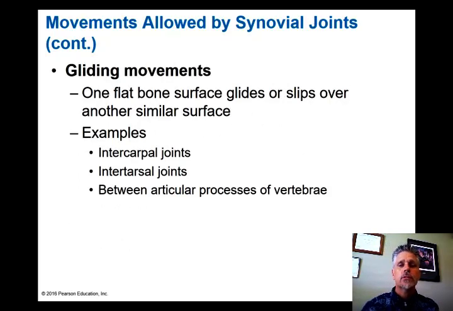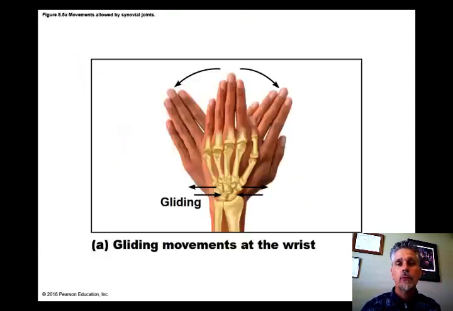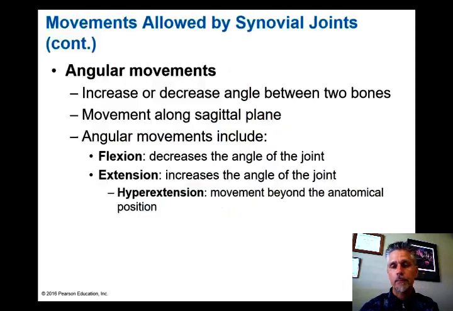Okay, so let's take a look at some of the gliding. So one bone glides over the other. An example are some of the wrist and the ankle. So when we're doing these types of movements, right, these gliding movements, we're looking at the movements of these carpal bones sitting in between the radius and the ulna. And those little bones are gliding ever so slightly next to one another. Okay, angular movements, we're going to see an increase or a decrease in the angle between the two bones.